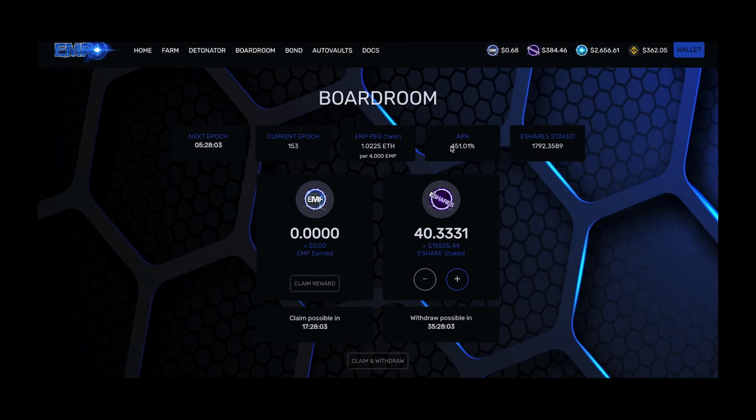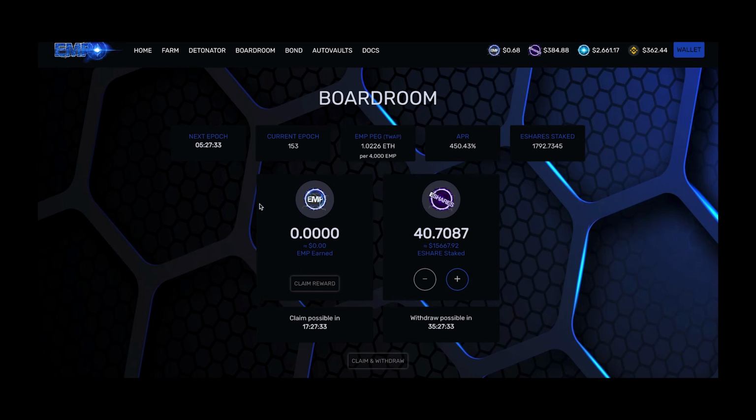And you'll see APR will start to climb up slowly but surely as what they call the debt phase is getting paid back. And what that really means, guys, is that basically it takes a certain amount of EMP to pay the treasury back for being under peg. And at that point, once it's paid back, you'll see the APR start to climb, and this will be in the thousands and thousands of percentage daily. It is absolutely astounding what you can make in here a day once everything is going.